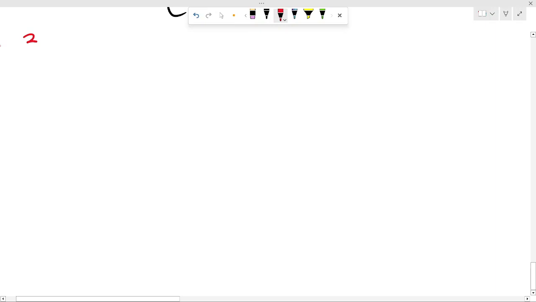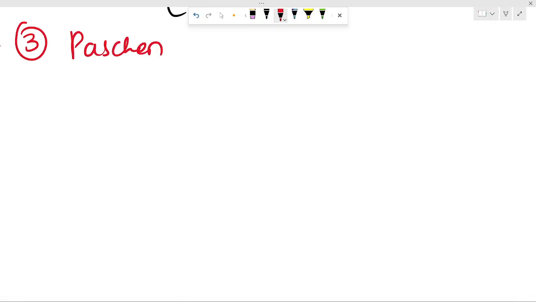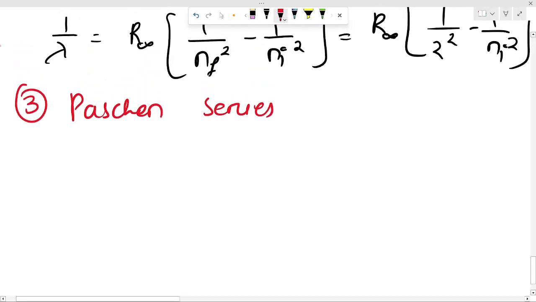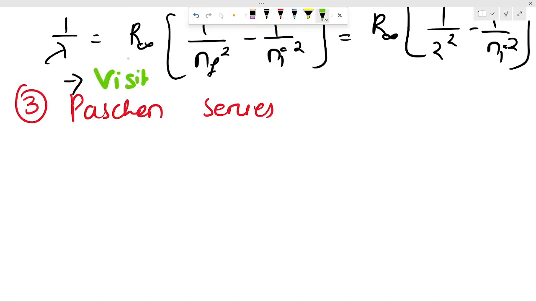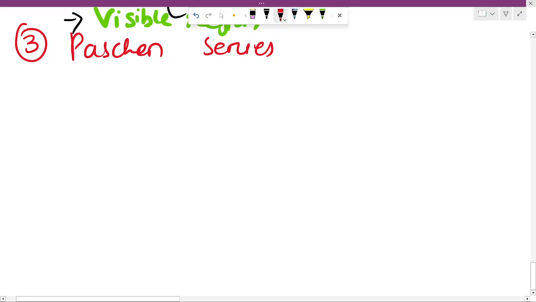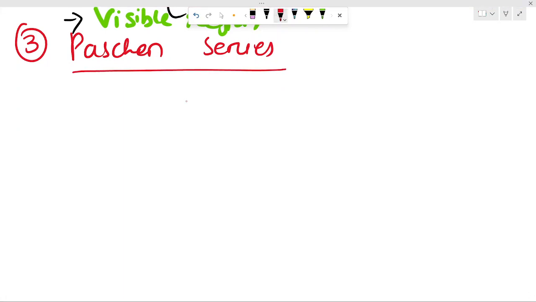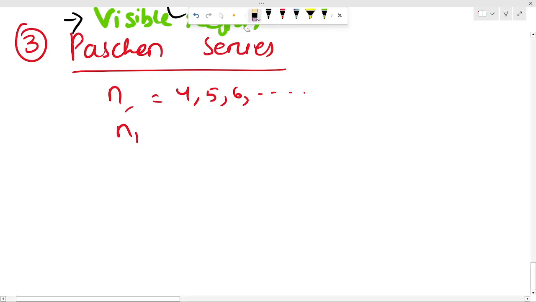The third one we have is the Paschen series. In which region does this lie? Remember, the Balmer series lies in the visible region. So yes, I am talking about the Paschen series. For the Paschen series, n initial will be 4, 5, 6 up to infinity, and n final will be 3.